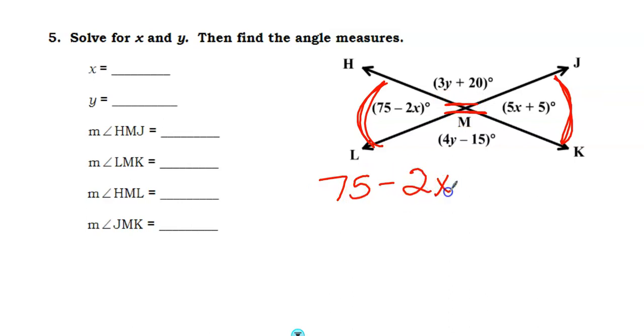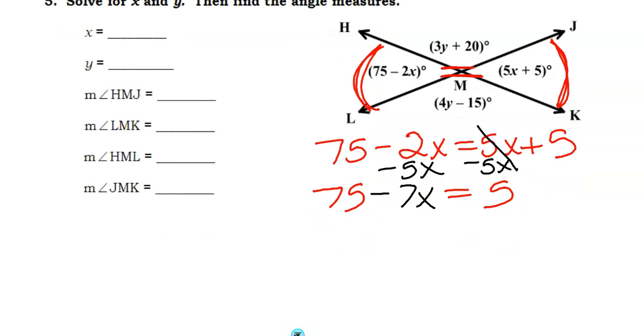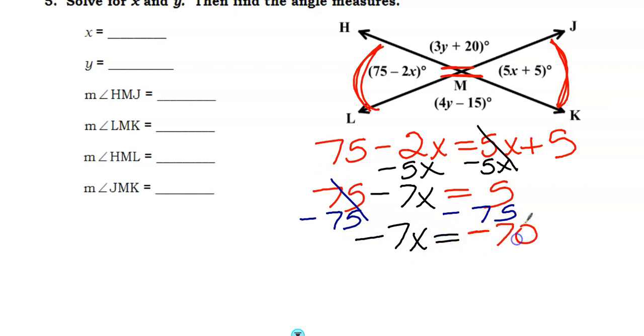So 75 minus 2x equals 5x plus 5, and solving from there. So subtract 5x. Doesn't matter which side, just make sure you put the x's together. So I have negative 7x. Drop everything else down. Now I'm going to subtract 75 to both sides. And I get negative 7x equals negative 70. Divide negative 7 to both sides, and x equals 10.